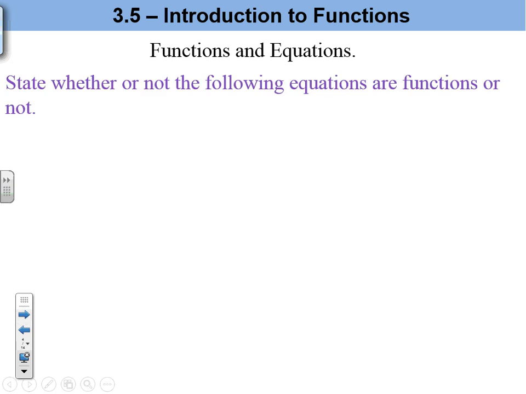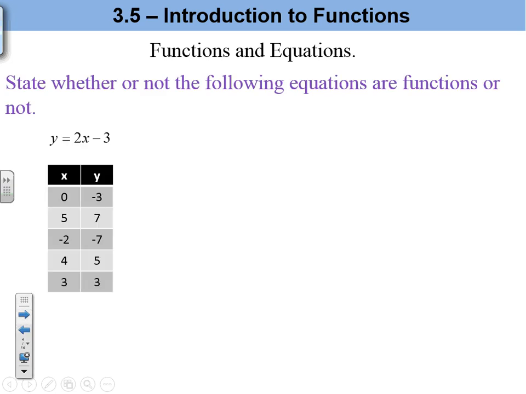Okay, moving on. Here we're looking at one of the ways that we can represent a function, which is in the form of an equation, a perfectly valid way of doing it. Here we see y is equal to 2x minus 3. We would look at this as a linear function, and you can see in the table that none of the x numbers repeat, and so we're okay. So we'd say yes, this is a function.